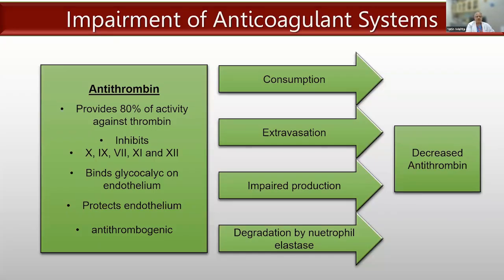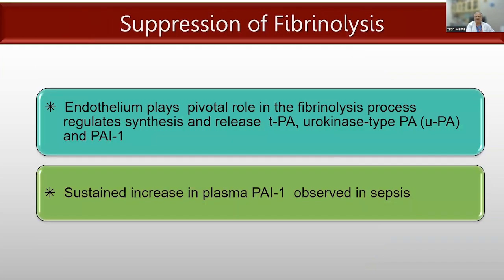Antithrombin provides 80% of the activity against thrombin. It inhibits several coagulation factors, binds the glycocalyx on the endothelium, and protects the endothelium and is antithrombogenic. So consumption of antithrombin happens, extravasation happens, there is impaired production on the other hand, and its degradation by neutrophil elastase ultimately leads to decreased antithrombin. And as I said, fibrinolysis is reduced.